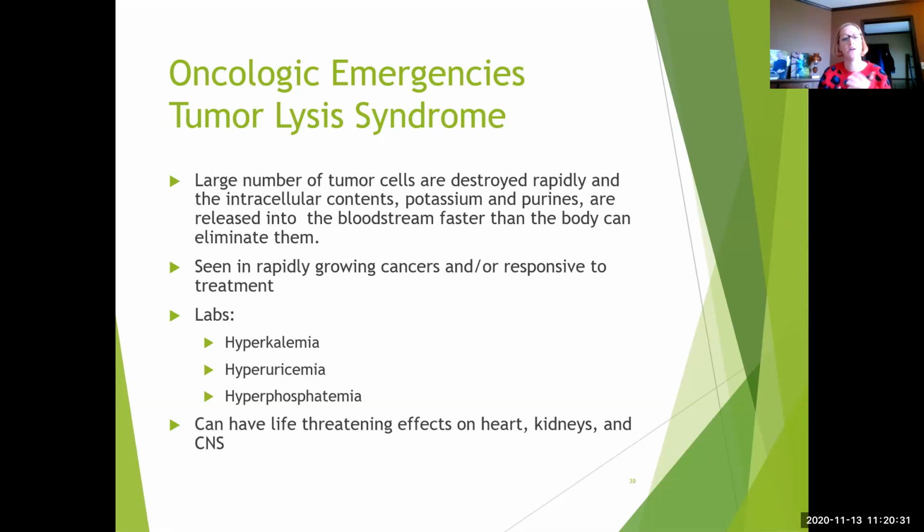So in turn, it can cause hyperkalemia, hyperphosphatemia, and hyperuricemia, so high levels of uric acid. We know that, especially with hyperkalemia, that can be very life-threatening. But any of them can have life-threatening effects on the heart, kidneys, and central nervous system. So we still want to prevent that from happening. It's also seen in rapidly growing cancers, as well as in response to treatment. So depending on what the problem is, they might need to back off on the treatment if it's responding too quickly, which you think is a good thing, but we don't want tumor lysis syndrome to occur.